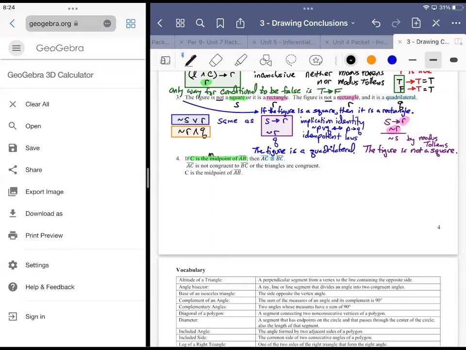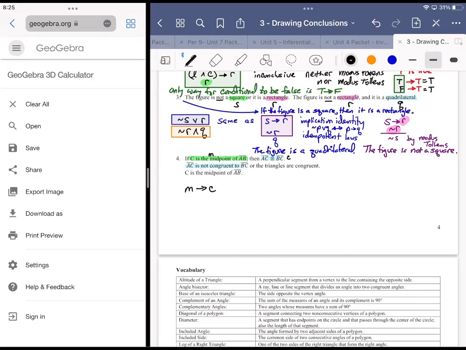Right? And then AC is congruent to BC, so maybe C for congruent, right? I'm going to write that to the side of it. Now it says AC is not congruent to BC, so that's talking about the same two sides, but with a not. So that's the same relation, right? But actually, before we even get to that, let's put the first sentence in symbolic form. If M, then C. So M implies C.